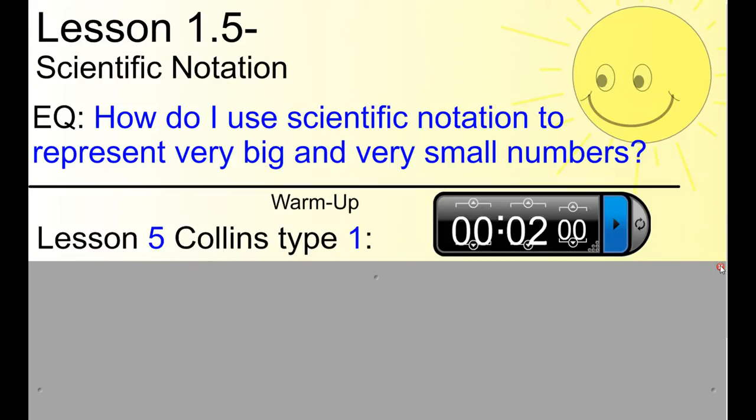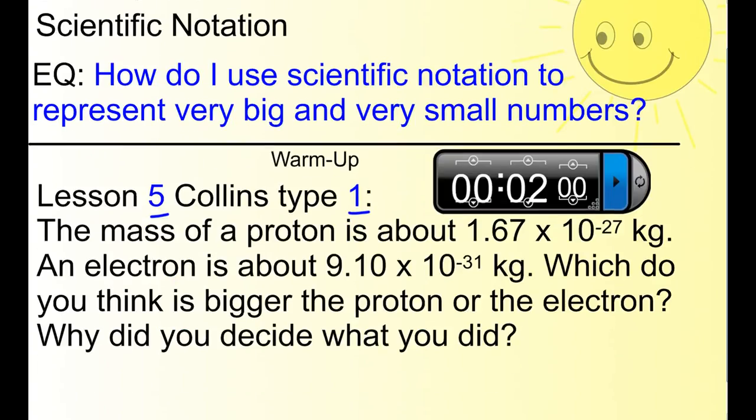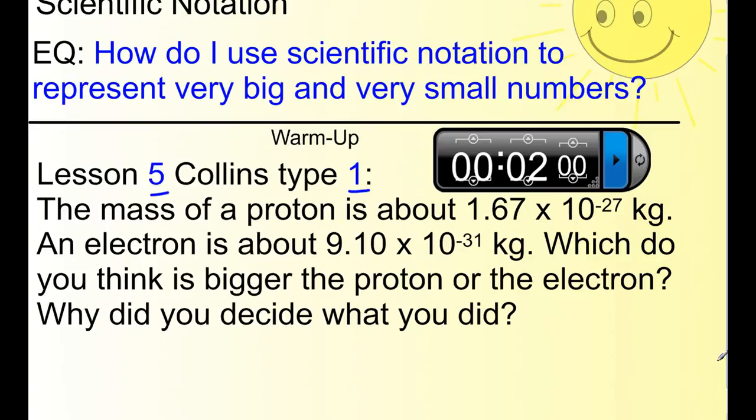And for your warm-up in your Collins writing page in front of your packet, it is lesson 5, type 1. The question says the mass of a proton is about 1.6 times 10 to the negative 27th kilogram. An electron's mass is about 9.1 times 10 to the negative 31 kilogram. Which do you think is bigger, the proton or the electron? And then why did you decide what you did? So I want an educated guess.